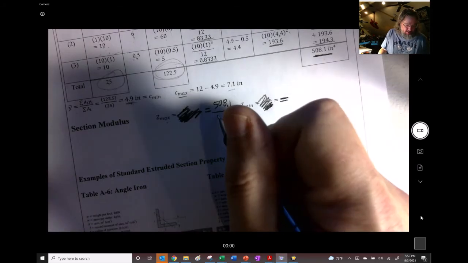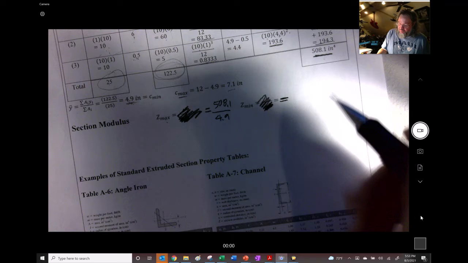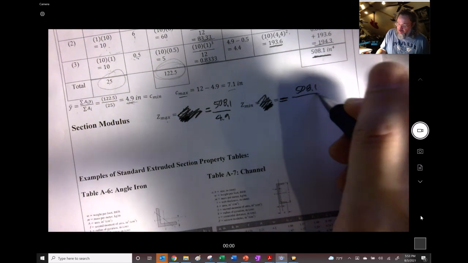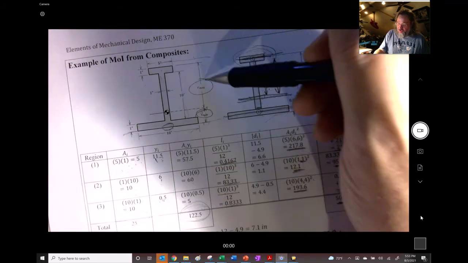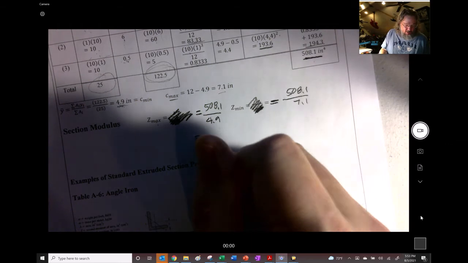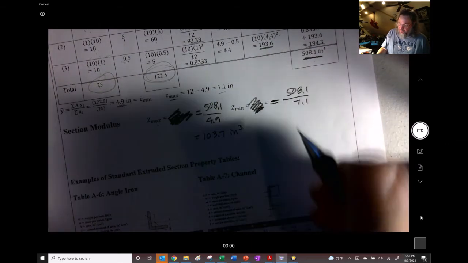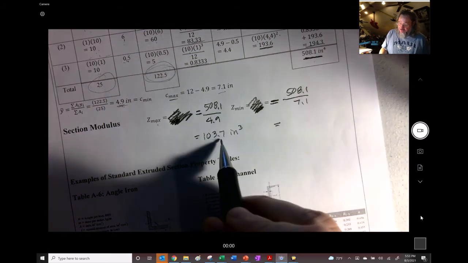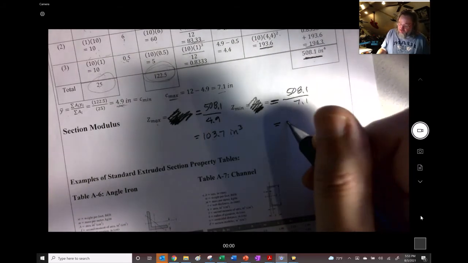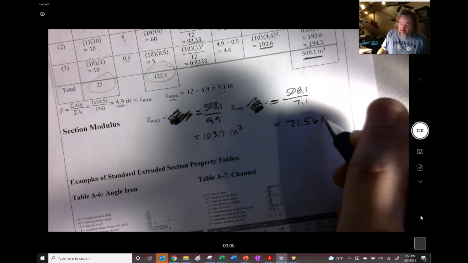And so that's going to be divided by 4.9, whereas the minimum one is going to be that 508.1 divided by this larger distance right here. It's going to give you a smaller value, so 7.1. So we end up with 103.7 inches cubed. By the way, that's the section modulus units. And then this one is going to be 71.56 inches cubed.